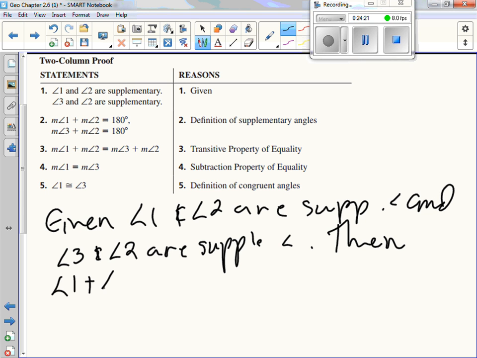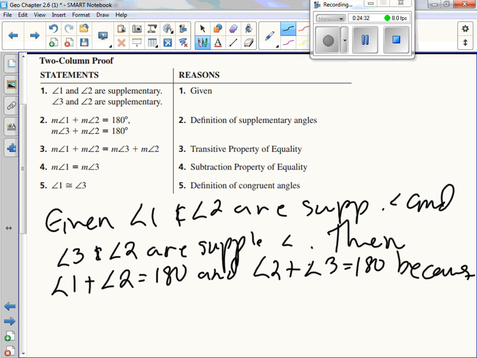the measure of angle 1 plus the measure of angle 2 is equal to 180, and angle 2 plus angle 3, the measure of those angles equals 180, because of the definition of supplementary angles. So you guys don't have to write this down, but you can. Are you seeing this flow of how this is working with the paragraph? Yes? Is this any different than what we did with two-column? No. Is it any different from flowchart?